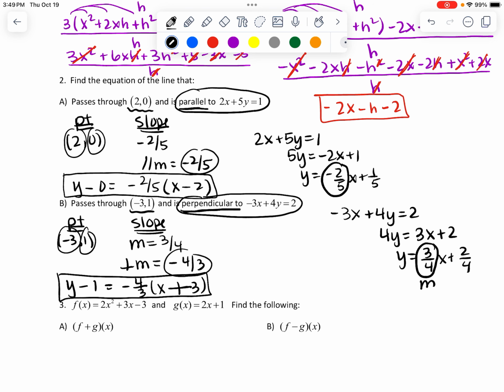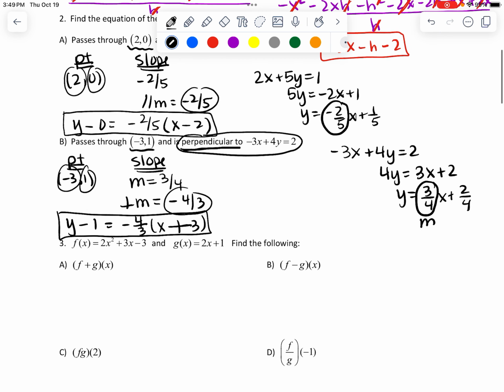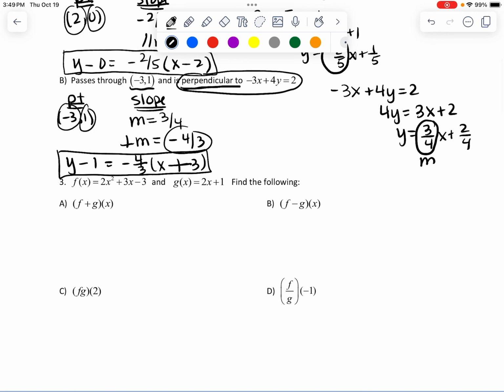Okay? All right, now these guys, please don't miss these. Okay, these are the easy ones. Okay, know your translations, right? f plus g of x. This means f of x plus g of x. Please write that out on the test. It'll really, really help you. Now it's just a matter of plugging it in.